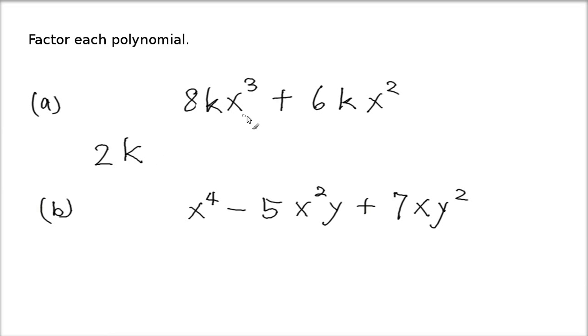And then X is also common here and here. There are 2 X's here and 3 X's here. So I can say 2 X's are common. So pull out X squared.